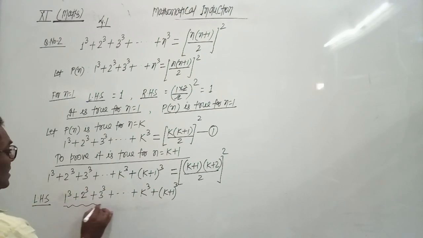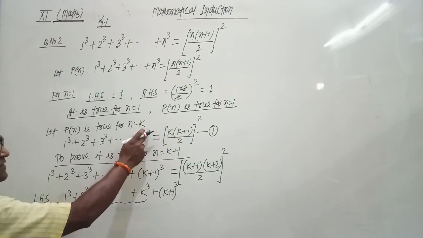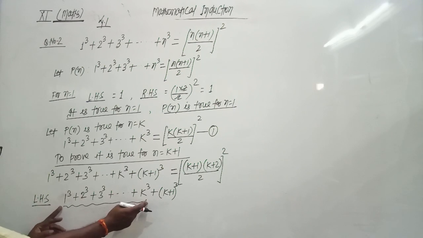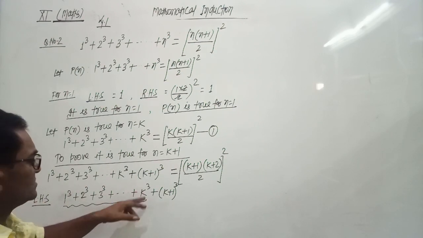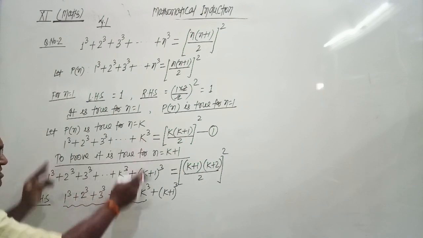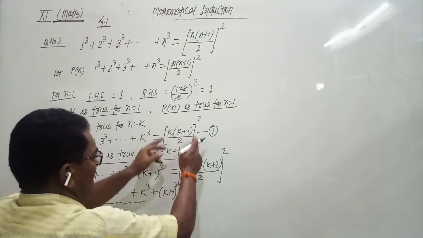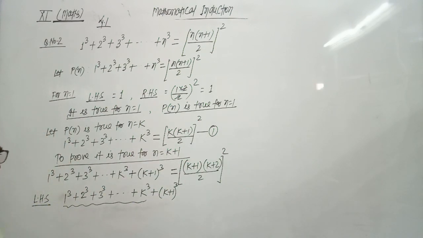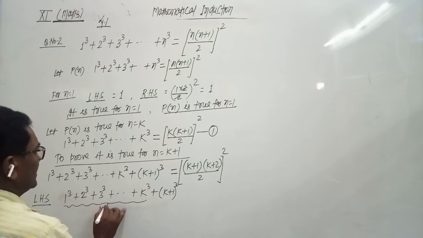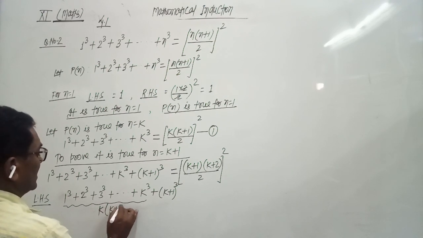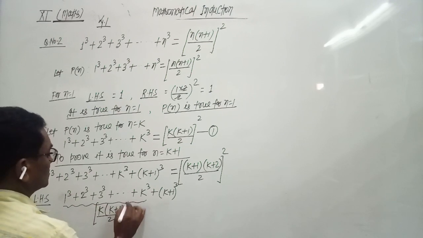Now, from equation number 1, up to the term 1 cube plus 2 cube plus 3 cube plus ... plus k cube, in the place of this we can write k into k plus 1 by 2, the whole square. So here we write k into k plus 1 upon 2, the whole square.